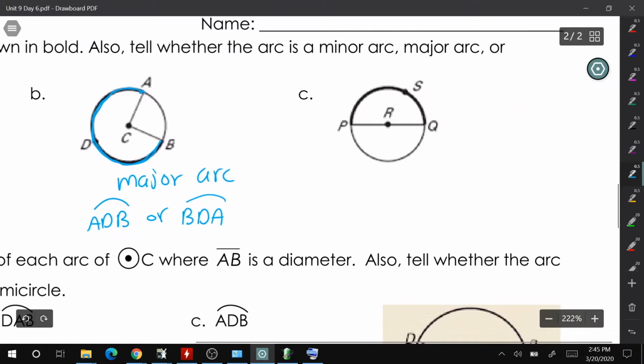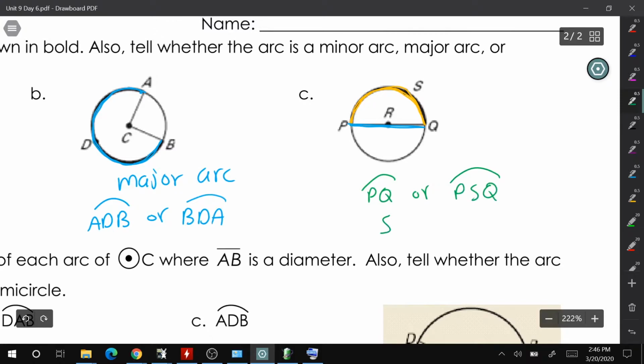And then the last one is right here. This is a semicircle. It's half the circle, and you know that because this is a diameter. So you could go in either direction. You could call this arc PQ or arc PSQ, and it is a semicircle.